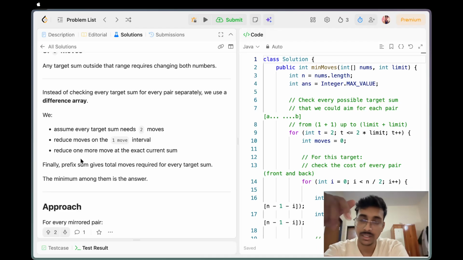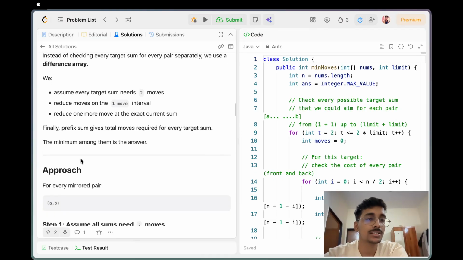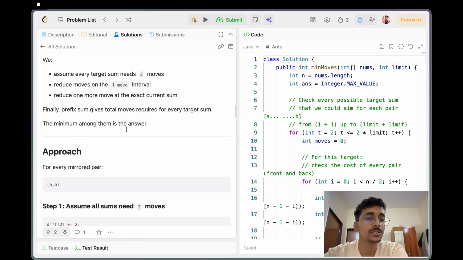Right now I am checking all pairs. Assume every target sum needs two moves. Okay, first consider two for everyone. Reduce the moves by one on the interval, and reduce one more move at the exact sum. Okay, this is nice. Finally, the prefix sum gives the answer for each target.